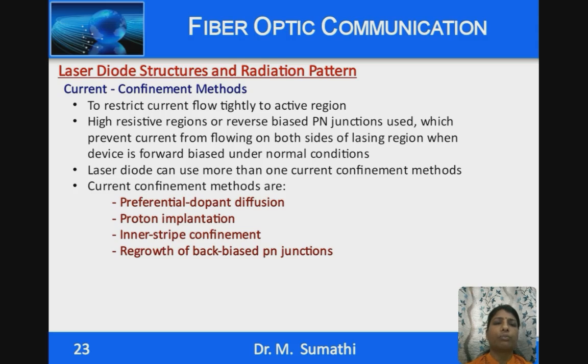Next, let us look into methods for current confinement. So, here the current flow should be restricted to the active region. This is achieved by having highly resistive regions on either side of the active region or by a reverse biased PN junction. This will prevent the current from flowing out on either side of the active region. So, let us see what the different current confinement methods available are. Let us discuss each of them in detail.